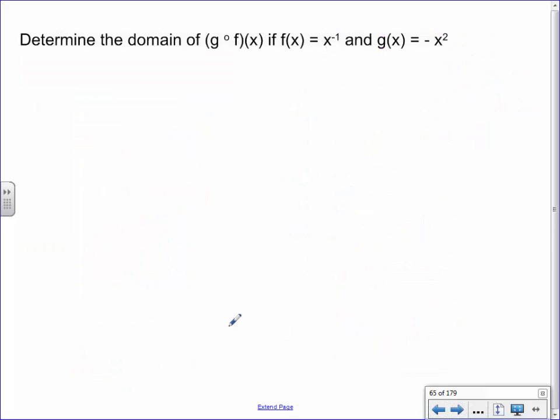All right, so let's try another example here. I'm going to give you two functions. One of them is x to the minus 1. The other one is negative x squared. This first little bit here. Okay, so g open circle f of x, what it means is take your g function and inside of it, put the f function. That's what this notation means. Take the f function, put it inside the g function.